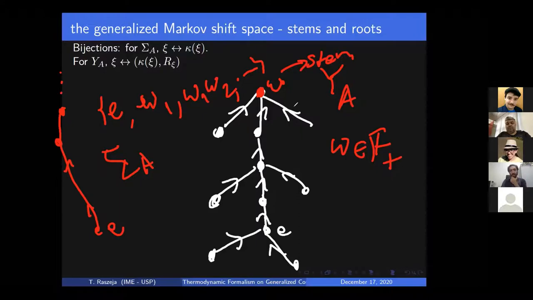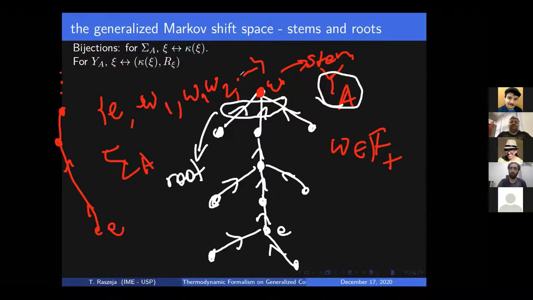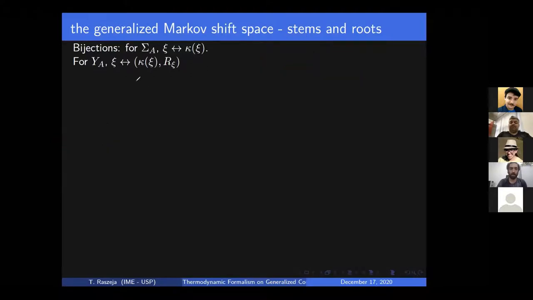And the root is basically the set of edges right before you achieve the stem. So this is the root. And we have bijections here. For example, the stem determines uniquely the elements of X sigma A, and the pair stem and root determines uniquely an element of YA.